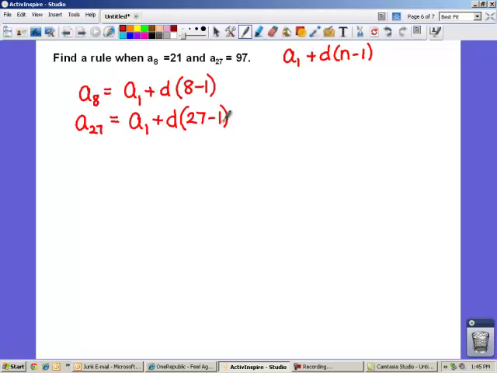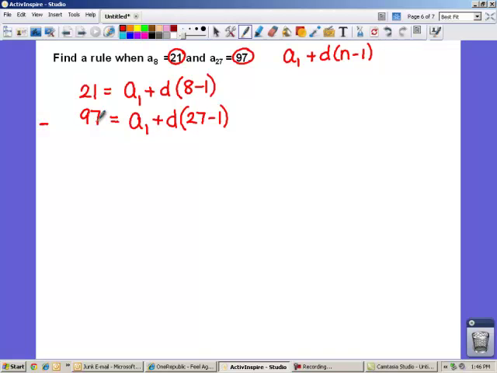All right, now what we're going to do is treat this like the elimination method that you've already learned in algebra. We're going to subtract. We're going to take the difference of these two things. But before we do that, we have to plug in numbers here. So our a sub 8, if you notice, is 21. So instead of writing a sub 8, I'm going to put 21. And we can also do that for a sub 27. So a sub 27 is 97, and that's going to go right there.